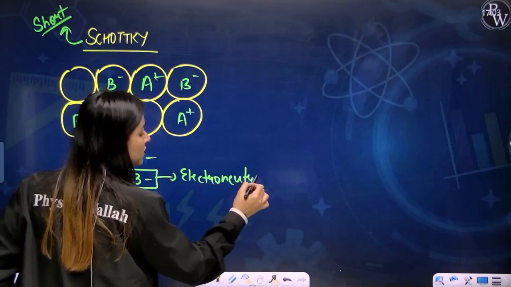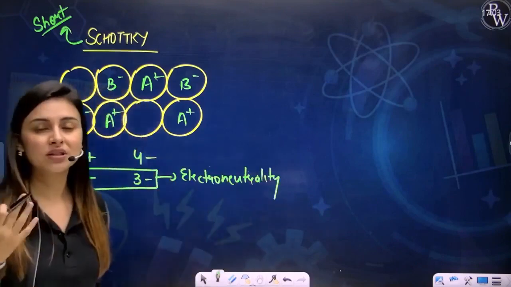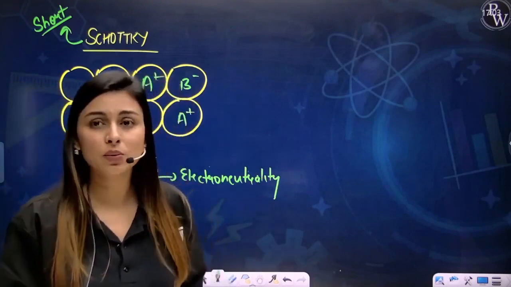This is something just to explain to you. It's not only 3 positive and 3 negative charges, just an example to make you understand.